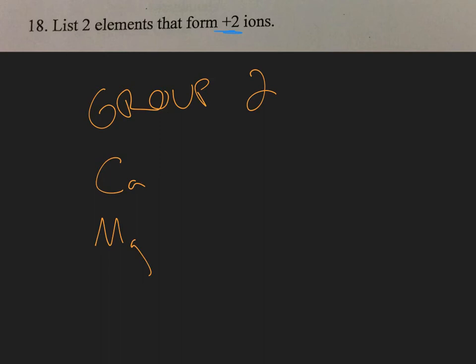Two elements that would form +2 ions. So we're looking for elements that form +2 ions, which come from group 2, the alkaline earth metals, and that would include calcium, magnesium, beryllium, strontium, barium, and radium. So you could pick any two of those. Any elements from group 2 would be in this category.